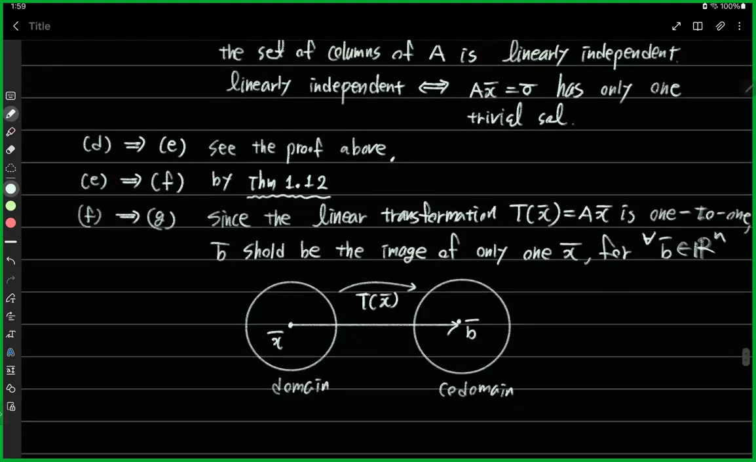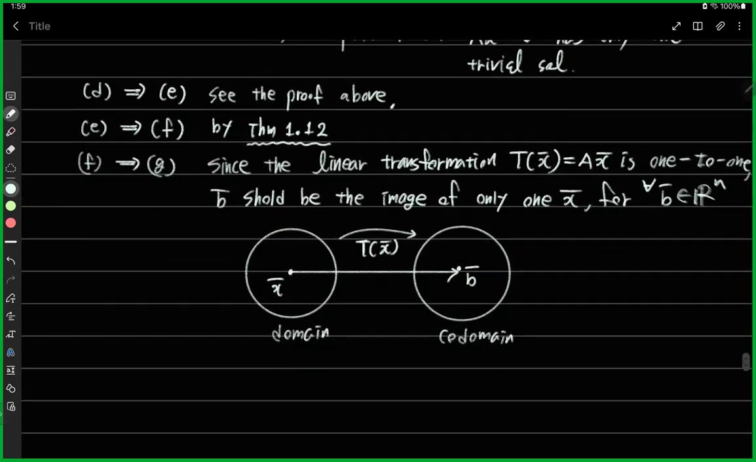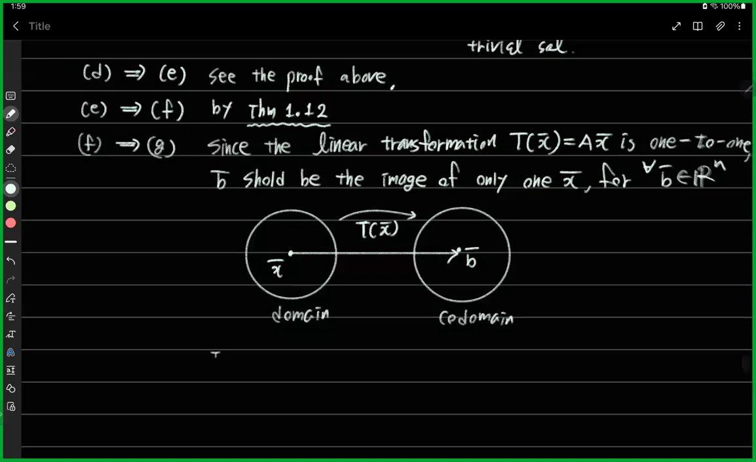All right. So now B bar should be the image of only one X bar. So what does that mean? It means that AX bar equals B bar has no free variable. What if this system has a free variable? Then this system has infinitely many solutions, right? It means that there are many X bars in the domain corresponding to B bar.